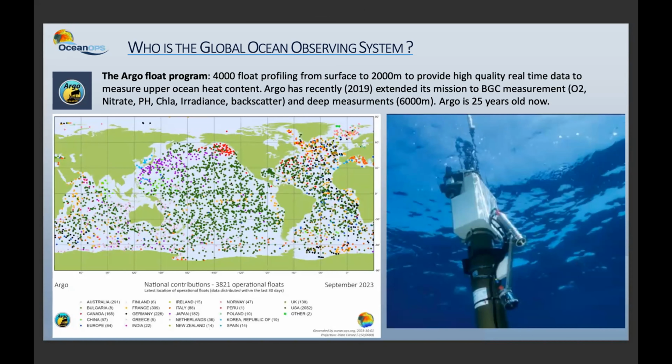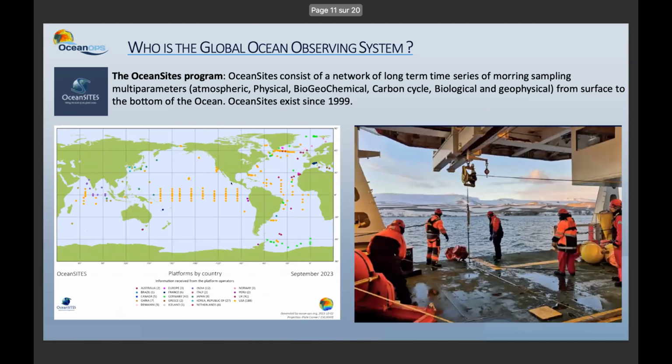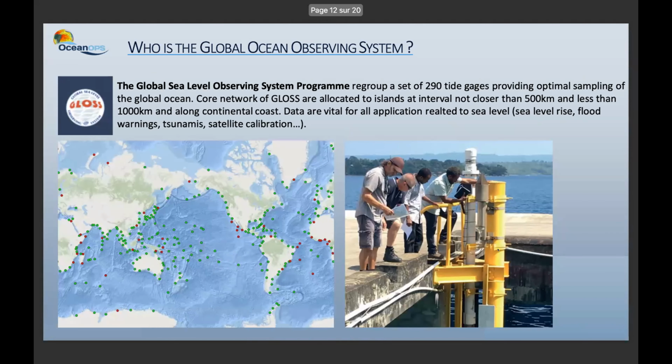Another very important part of the GOOS is the Argo float program, 4,000 profiling floats measuring the upper layer of the ocean from the surface to 2,000 meters, extending to the bottom now. That's a very important piece of the GOOS. The OceanSITES program is another element of the GOOS, providing long-term time series at specific points with a high variety of sensors.